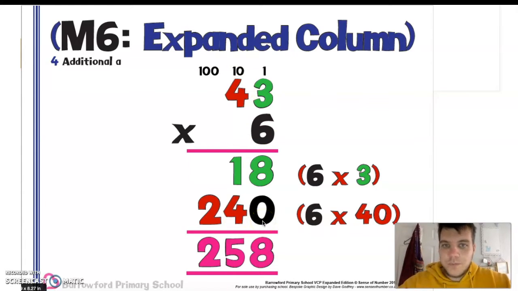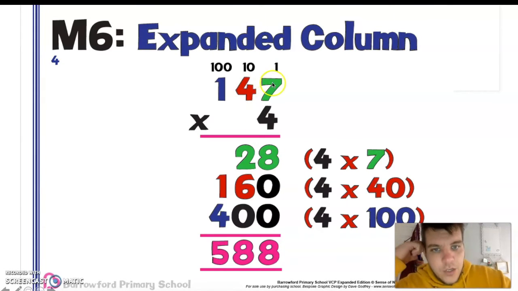Have a look at one more. Okay, so this time I'm doing 147 times by 4. So I'm timesing each individual element again by the number. It's a bit like the grid method in its method, but it's a little bit simpler when we're setting it out. So we're doing 7 times by 4, which is 28.